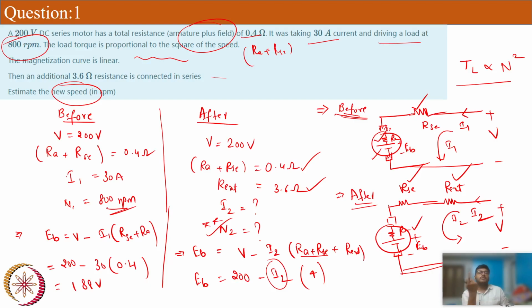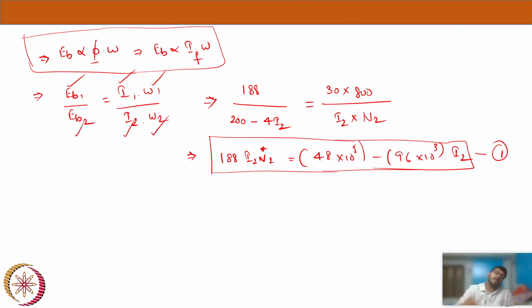What else information is given? Series motor, total resistance is 4.4 ohms, taking 30 amps, driving a load at 800 rpm. The load torque is proportional to the square of the speed. This is a relation which we haven't used. We know what kind of load I am driving, where the load torque is proportional to the square of the speed with which the load is rotating. Let's use that information and see whether it can help us in solving for the new speed.